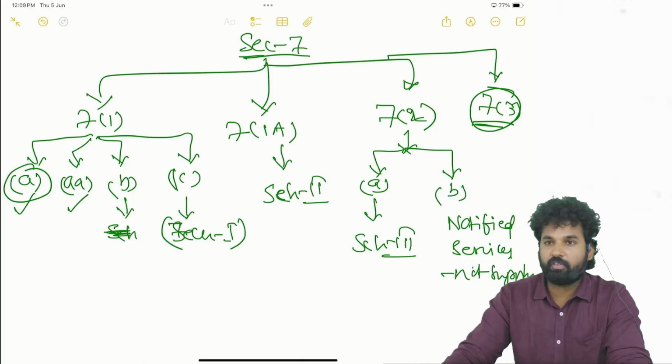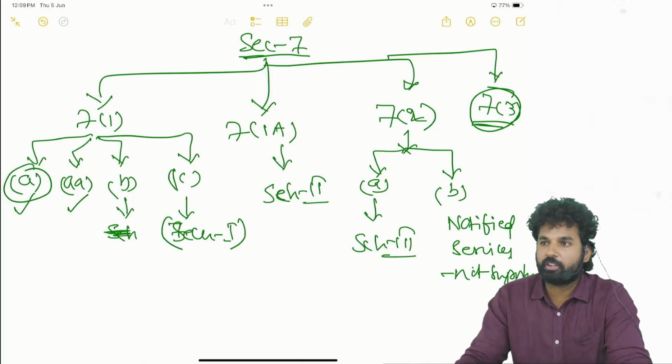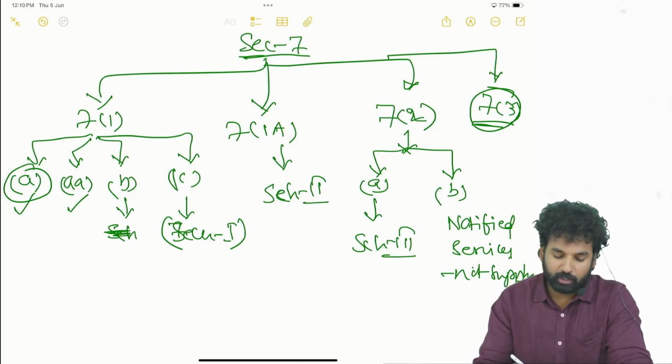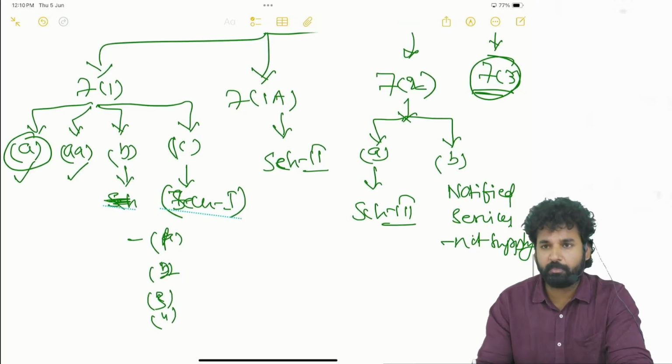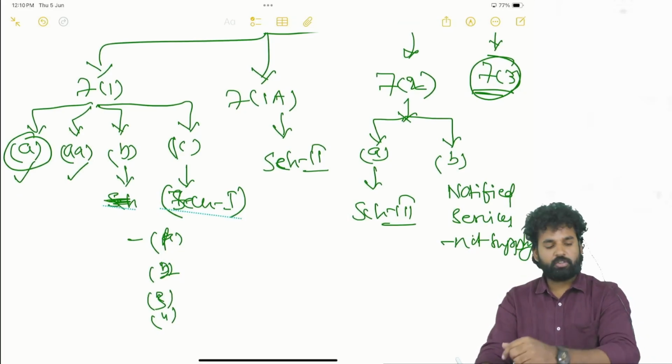Okay, next is 7.1c, activities without consideration but still considered as supply. There are 4 paras, 1, 2, 3, 4. In para 1, what is there? Permanent transfer or disposal of business assets on which input tax credit has been taken.